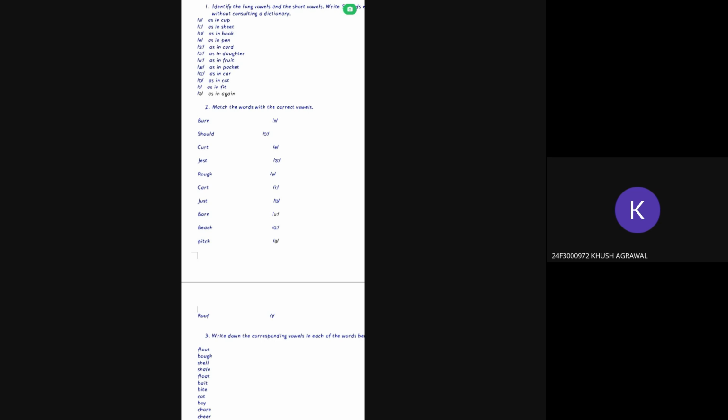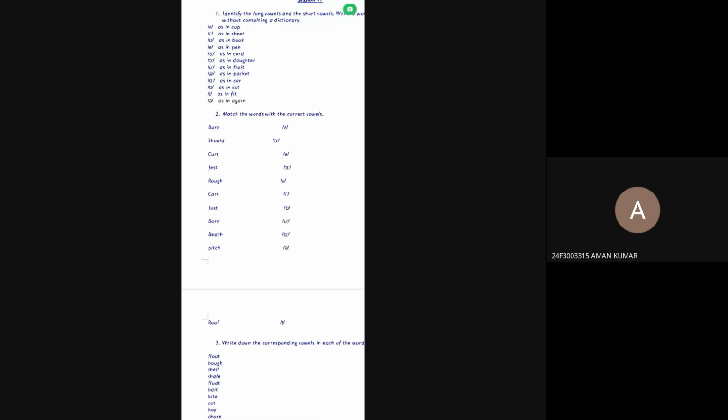Okay. So next is E. Beach. Yes, correct. Beach is the long E. And what is the shorter counterpart for that in the list? Pitch. Pitch, which is the short E sound. The last one in the list on the left hand column is short E. So that is in pitch.